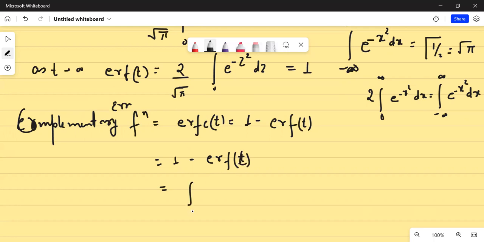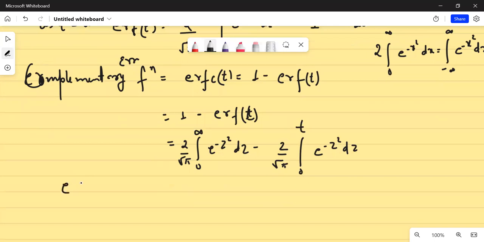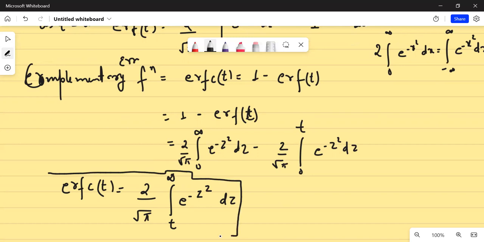Okay, and what is 1? 1 I'll write as 0 to infinity, 2 upon root over pi, e to the power minus z square dz, and this is minus 2 upon root over pi, 0 to t, e to the power minus z square dz, right? So your complementary error function as a function of t is given by 2 upon root over pi, integration from t to infinity, e to the power minus z square dz. So this is the complementary of the error function. Is that clear? See, 0 to infinity, you subtract 0 to t, you will get t to infinity.